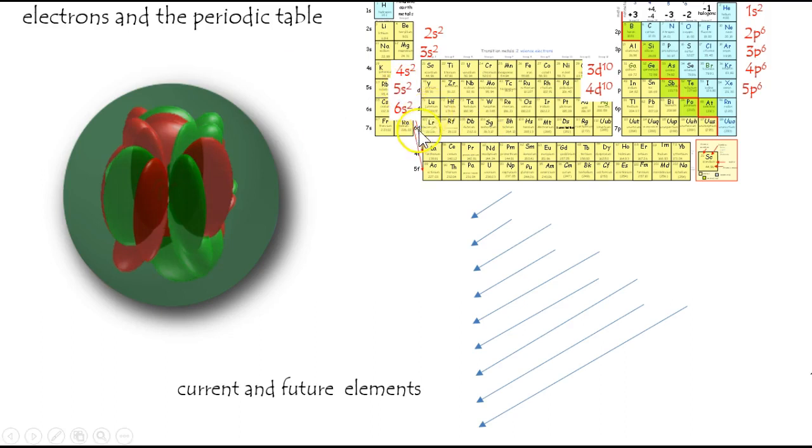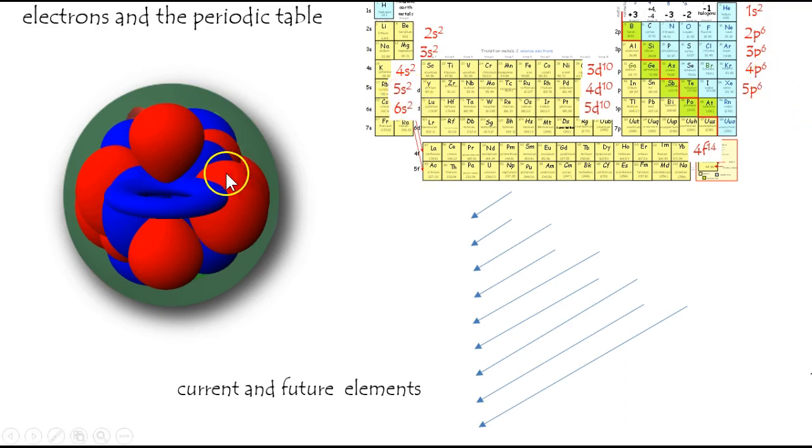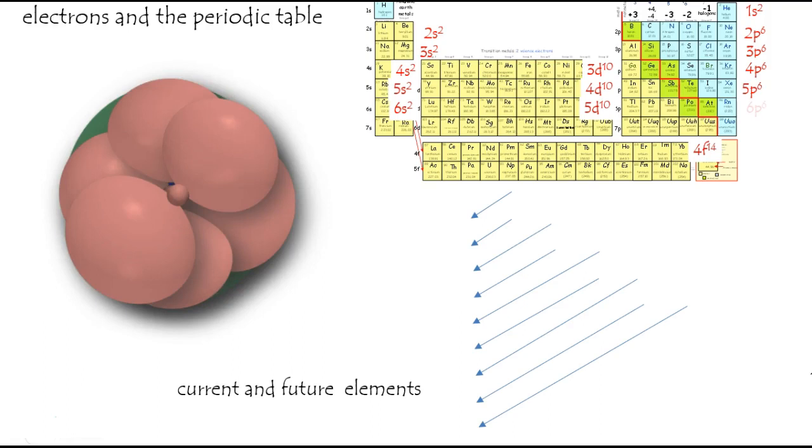Work our way back up to here, and we have the 5d shell. That should be 5 pairs. 1, 2, 3, 4, 5. We're now at, is that silver? No, it's something else. Mercury, perhaps. And we are now at 5d10. We need 6 more electrons to work our way up to radon. And so we'll do the 5px, 5py, 5pz, and we're at radon.